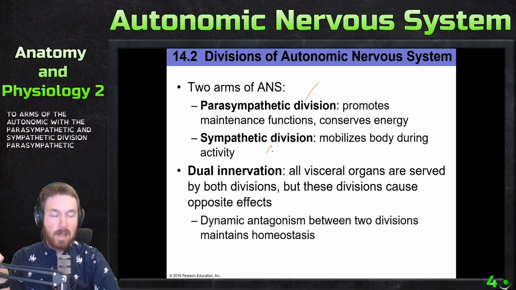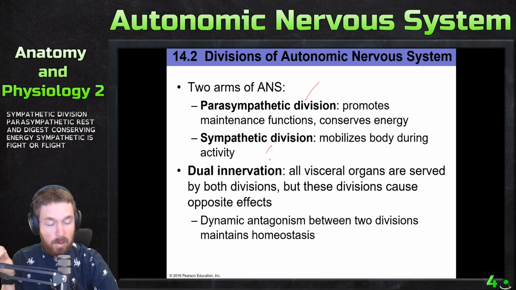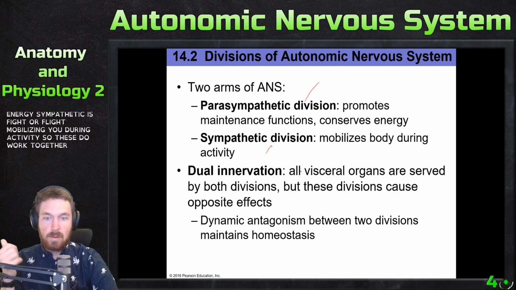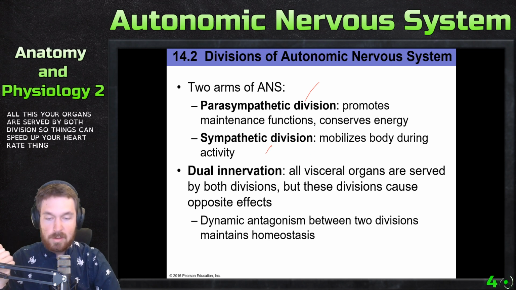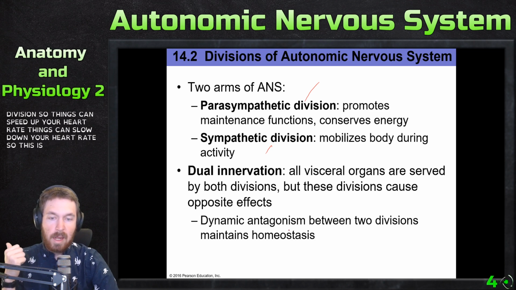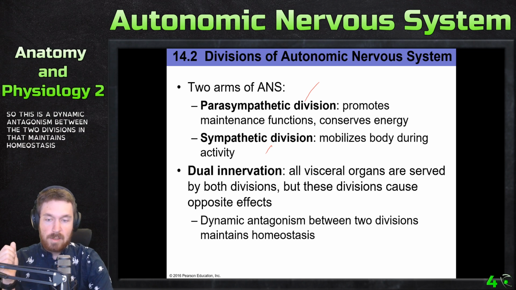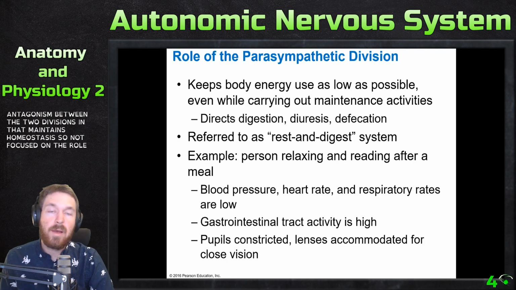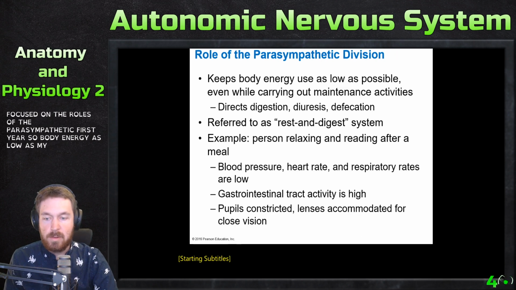Parasympathetic, rest and digest, conserving energy. Sympathetic is fight or flight, mobilizing you during activity. So these do work together so that all visceral organs are served by both divisions. So things can speed up your heart rate, things can slow down your heart rate. So there's a dynamic antagonism between the two divisions, and that maintains homeostasis. So now, focused on the roles of the parasympathetic first here.